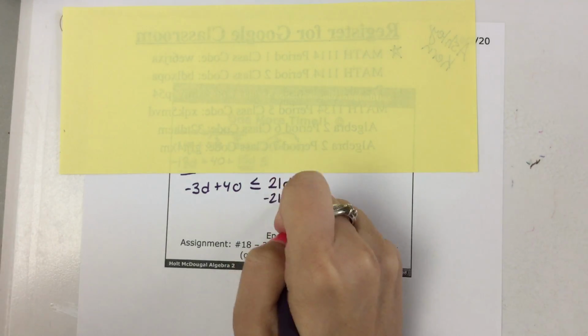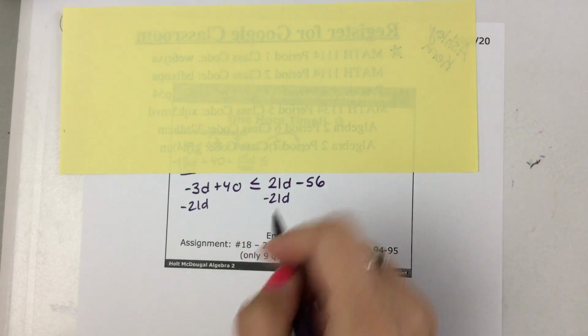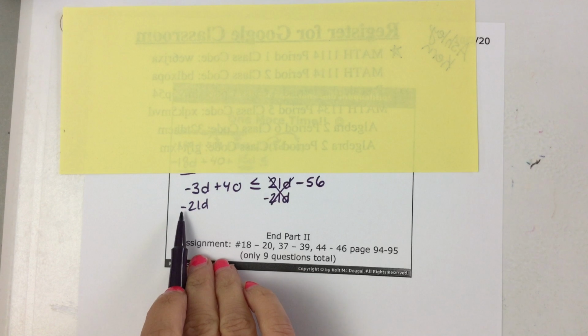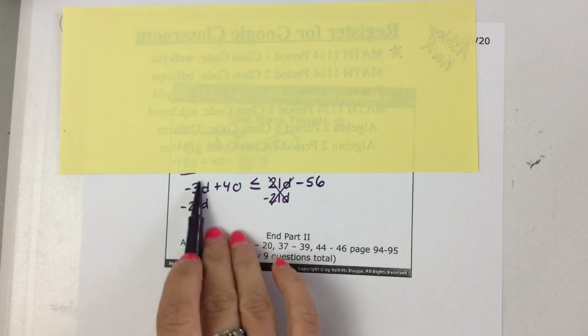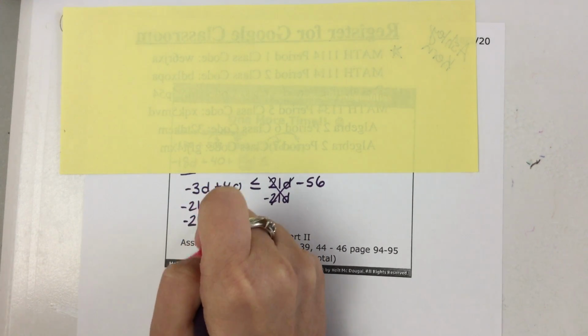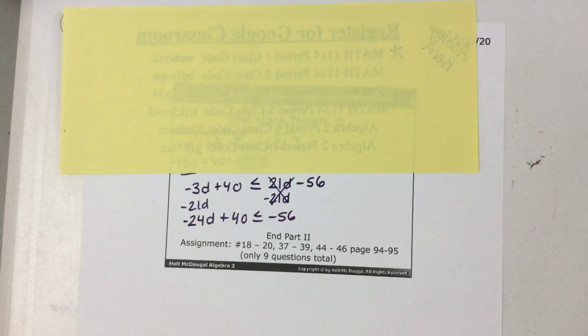I'm going to move the 21d. This is a positive 21d. If I minus 21d, that'll cancel. Negative 3 minus 21 more. This is like I borrow $3 from you. Now I borrow another 21. I'm in the hole $24. Plus 40 is less than or equal to 56.